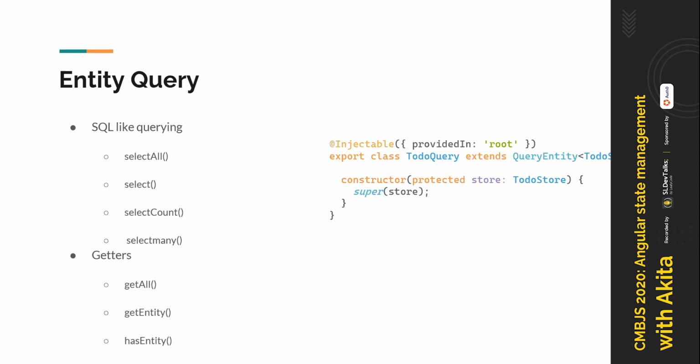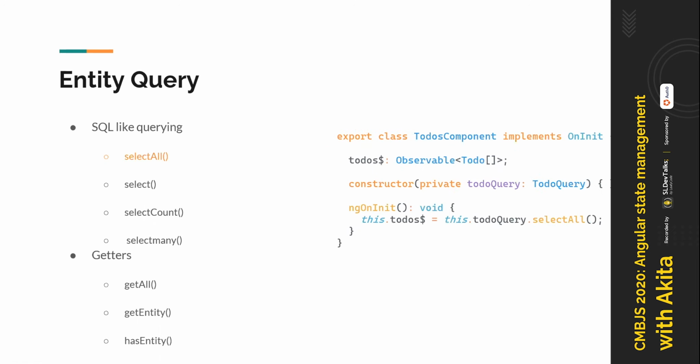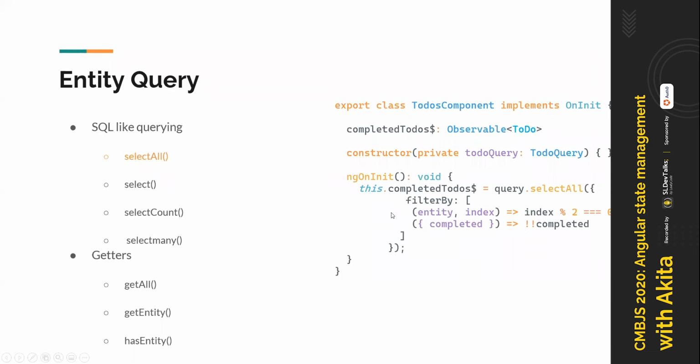And like in a normal store, we have an entity query. So using an entity query, you can do some SQL-like queries. For example, you can select all from an entity state and you can subscribe to that, or else you can also filter your state using the select all. So in here, I'm filtering all the completed to-dos. So you don't have to have separate methods to do the things.